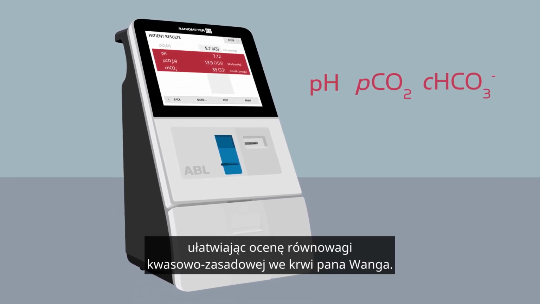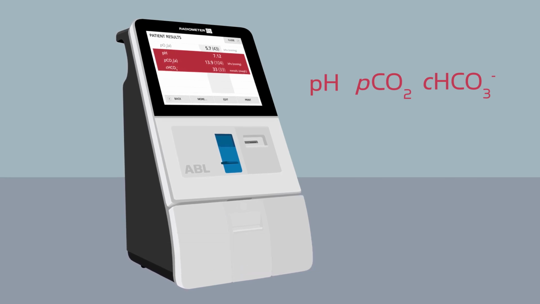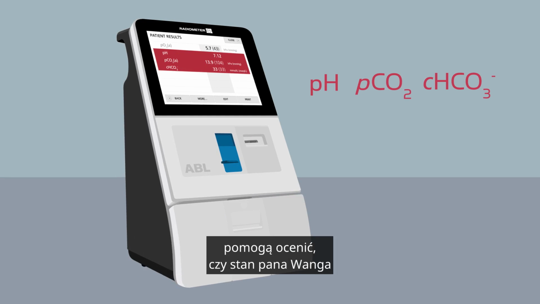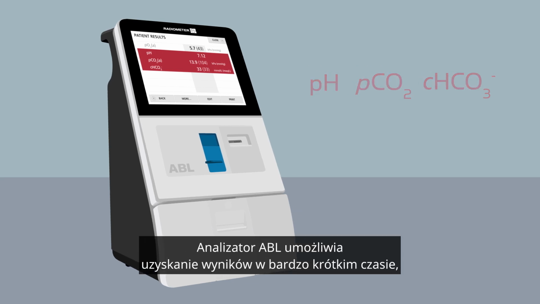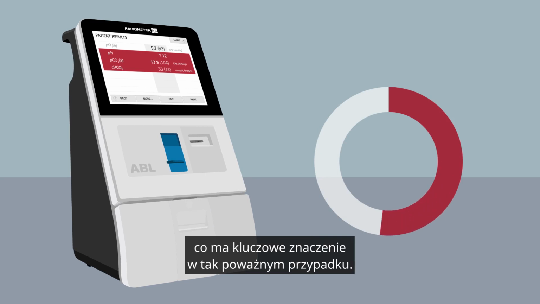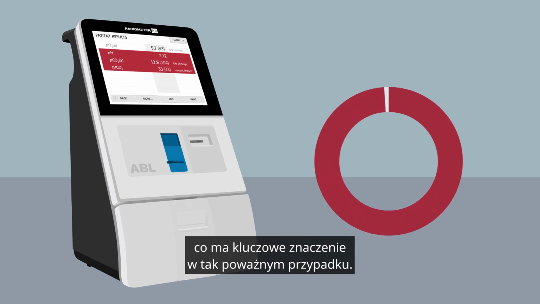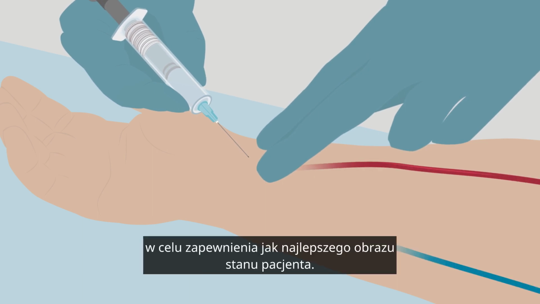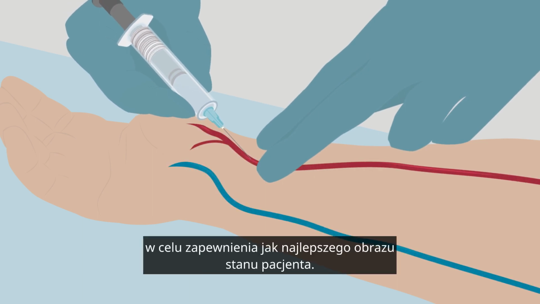the acid-base balance in Mr. Wang's blood. Furthermore, the patient results from the ABL blood gas analyzer will help you assess if Mr. Wang's condition is acute or chronic. The ABL analyzer will give you the results within a very short time, which is crucial in a severe case like this. Start by collecting a blood sample from an artery to ensure the best possible picture of patient status.